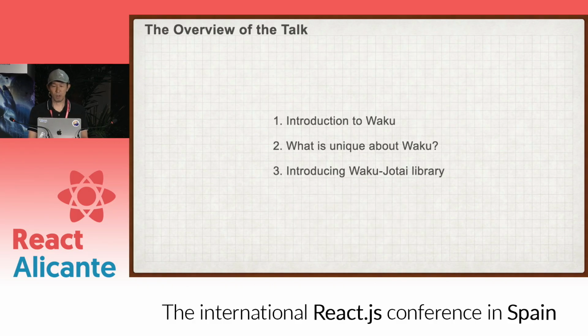This talk consists of 3 parts. In the first part, I will introduce Waku. I will explain a hello-world example to show some features of Waku. In the second part, I'll talk about what's unique about Waku. I will share my thoughts and my vision for it. In the third part, I will introduce the Waku Jotai library. It's a Jotai integration library for Waku. I'll discuss some technical details. OK, let's get started.